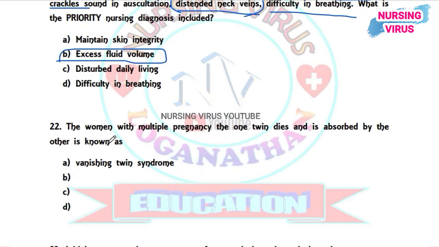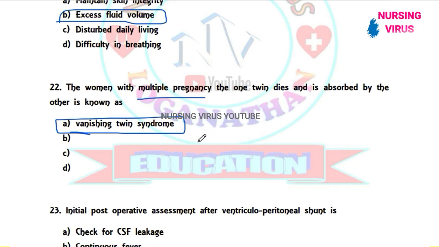So next one: a woman with a multiple pregnancy, where one twin dies and is absorbed by the other, is known as, and the correct option is vanishing twin syndrome. So one baby will die within the uterus and the other baby will absorb it as it grows within the uterus.